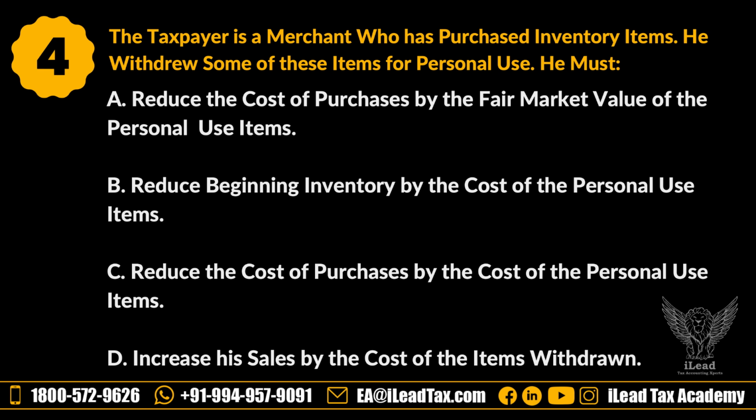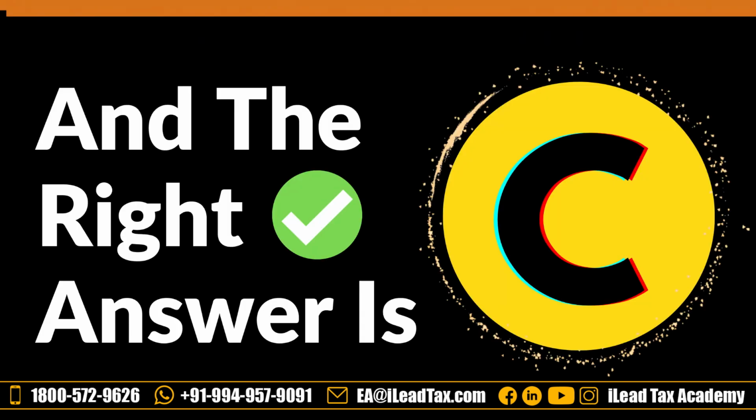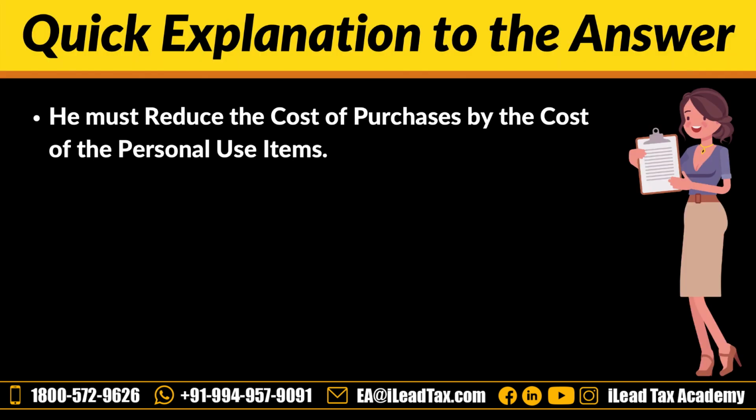The correct answer is C. Let's see why it is C. So here, when personal use items are withdrawn, the cost of purchases should be reduced by the cost of personal use items. This adjustment properly reflects the reduction in inventory and cost of goods sold.